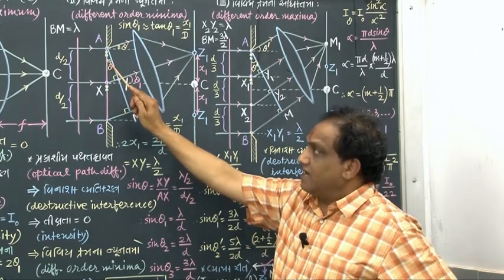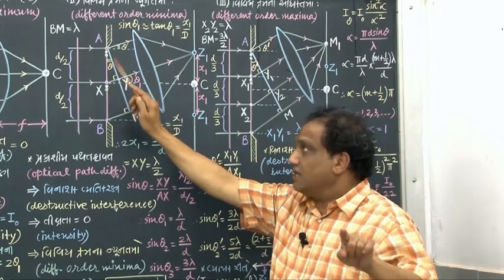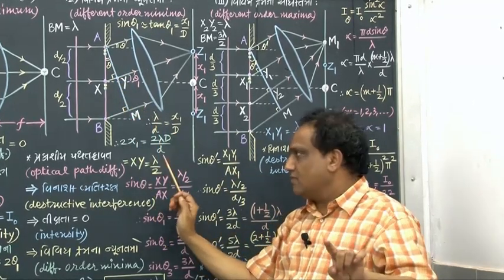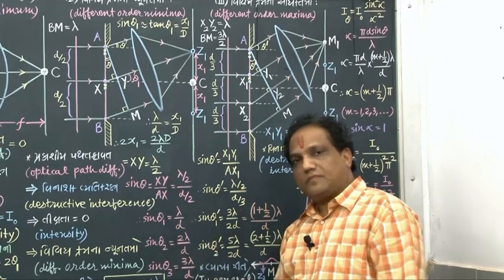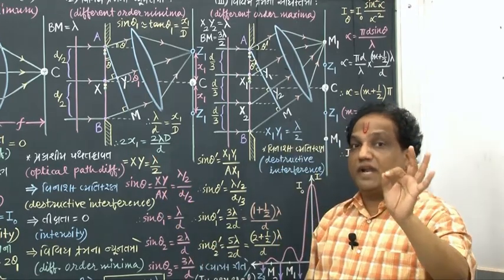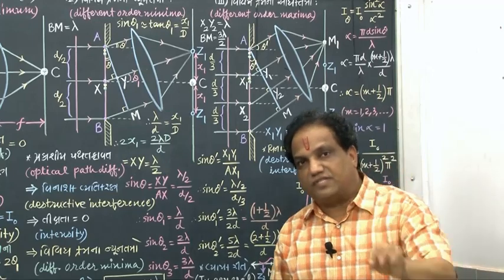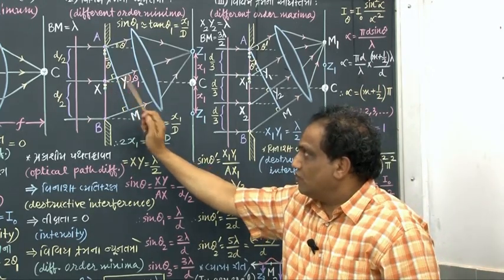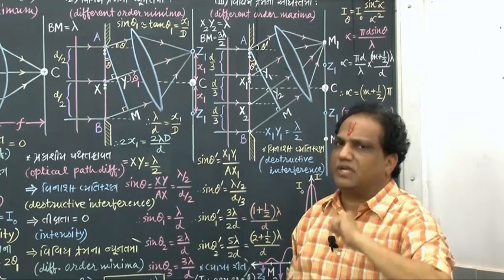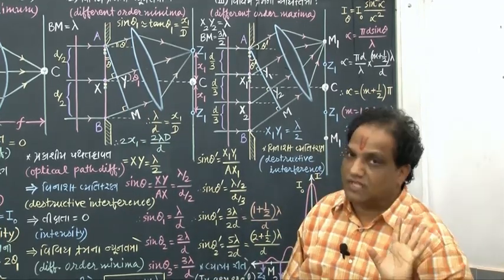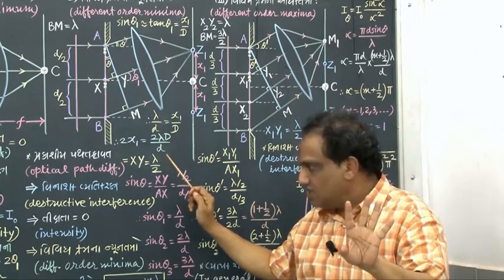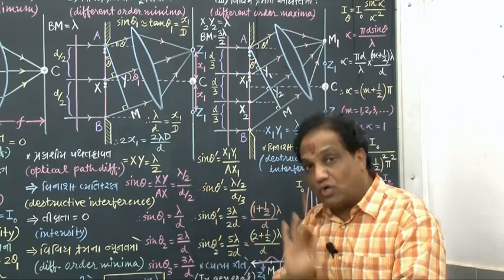Now the value of this angle is such that its opposite side XY is, measurement wise, lambda by 2. Suppose you have used red light, which has a wavelength of say 6000 angstrom. Then this value I am just assuming to be 3000 angstrom. 3000 angstrom means what? Half of 6000, so it is 6000 upon 2. 6000 angstrom is lambda, so I am assuming it to be lambda by 2.